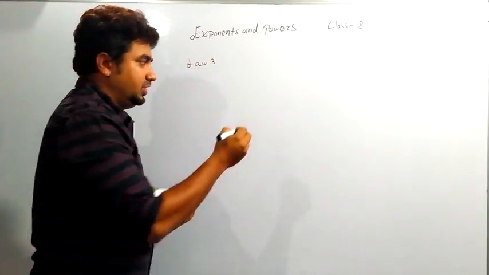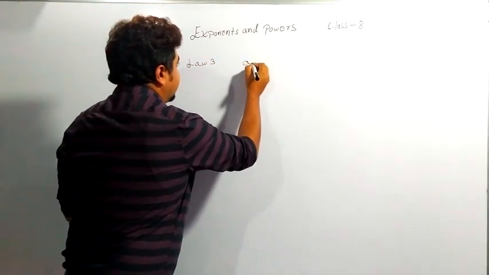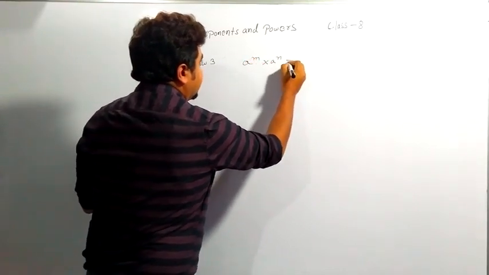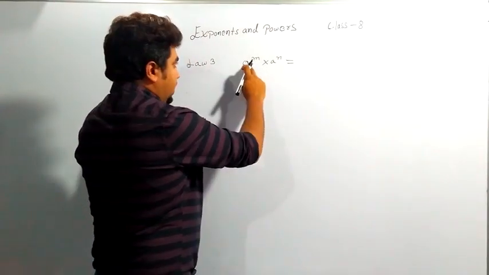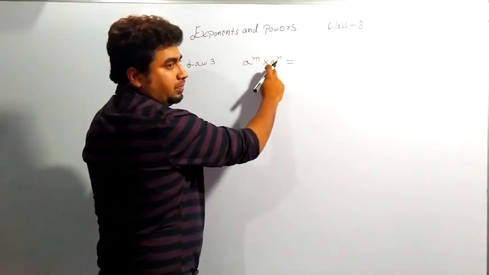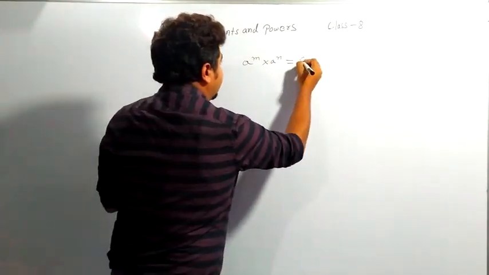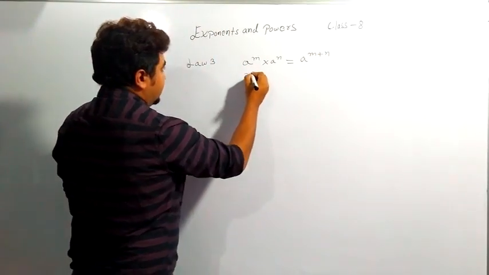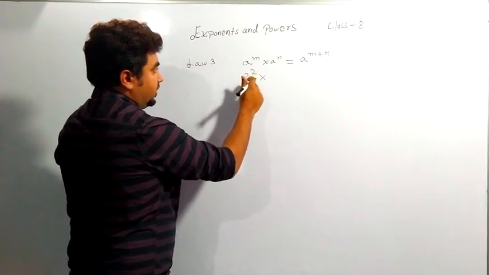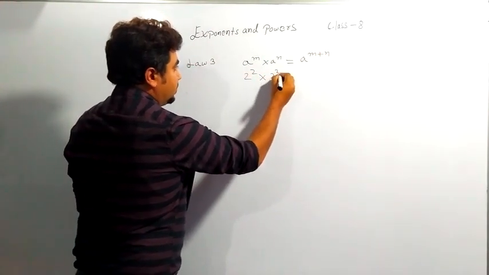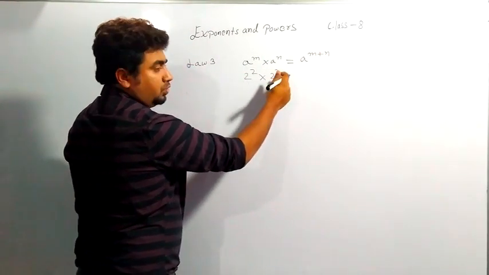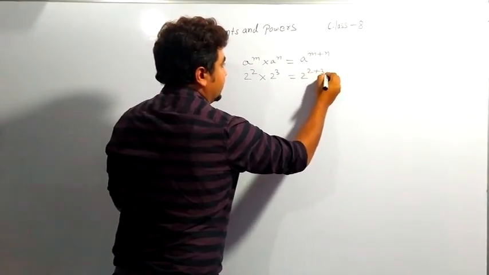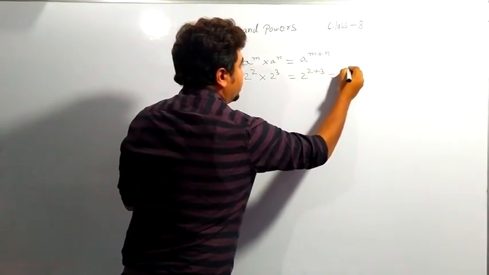Law 3 is basically a to power m into a to power n. We can write it as, since the base is the same, and the base here is a, a to power m plus n. We'll do one example: 2 to power 3 into 2 to power 2 will be equal to 2 to power 2 plus 3, equal to 2 to power 5.